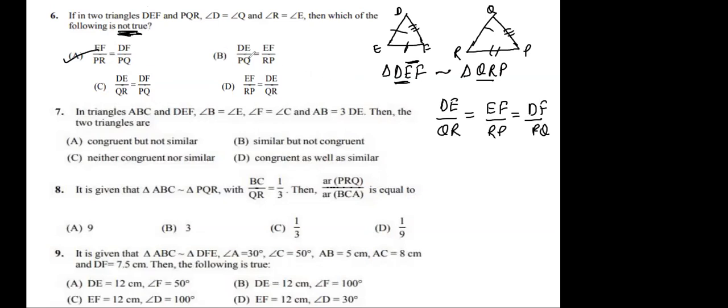DE upon PQ. Here we have DE upon PQ is equal to EF upon RP. Okay, so it is correct. DE is here, sorry, DE is here on PQ. So DE upon QR is here, not the PQ. So actually this option is incorrect. We can simply say that this option is incorrect because DE is divided by PQ here in the question, but in actual it is divided by QR.